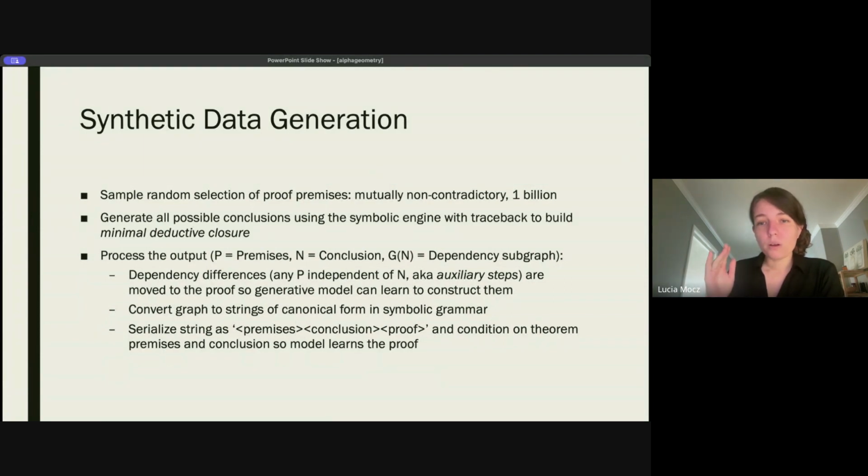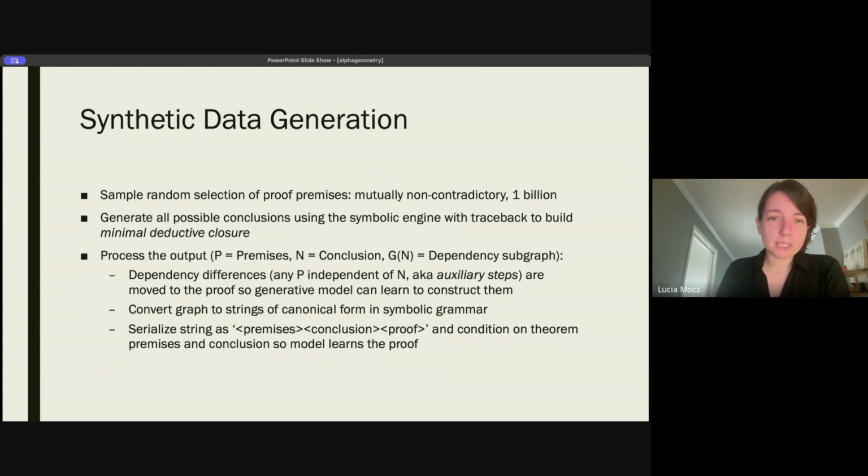Now, when you look at the conclusions, not every single construction that was in the premises necessarily appears inside of the conclusions. And in this case, you don't get rid of the premises, because the premises could be necessary to be able to solve that conclusion. But what you do is you move the premises into the dependency subgraph so that it becomes a part of the proof and not a premise in the problem. In this way, the model is going to be able to learn how to do auxiliary constructions. So we're going to go into all of this a little bit more.